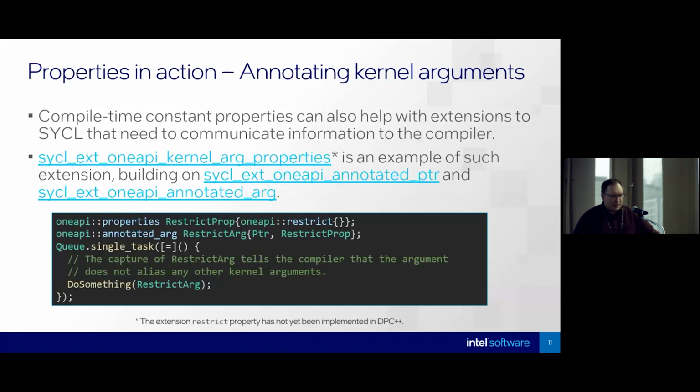And then once we have our restrict property, we can associate it with a pointer by making an annotated argument. So on the second line, we make our restrict arg that directly maps this property to that specific pointer. And then when that annotated argument gets captured in a kernel, it propagates that restrict information into the kernel, letting the compiler emit more efficient code.